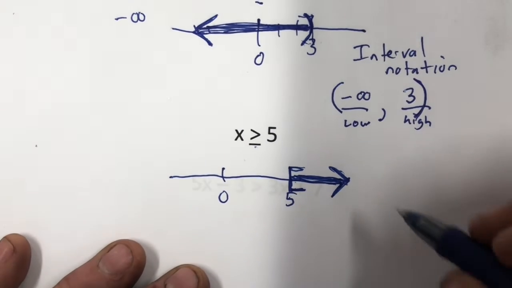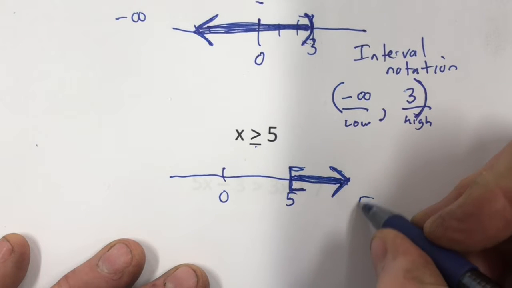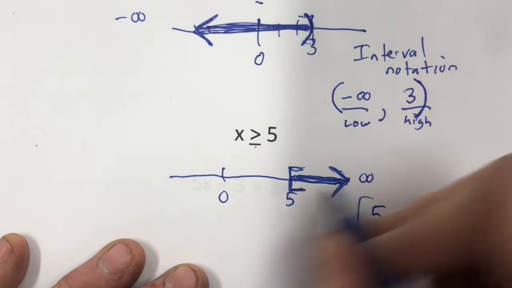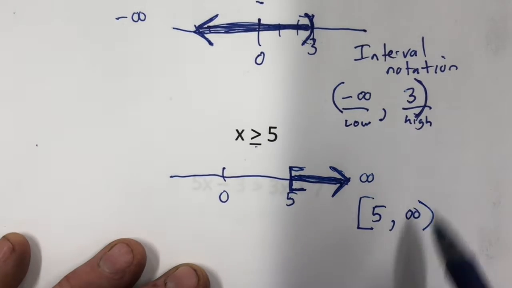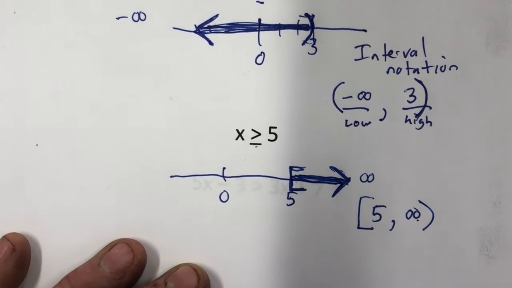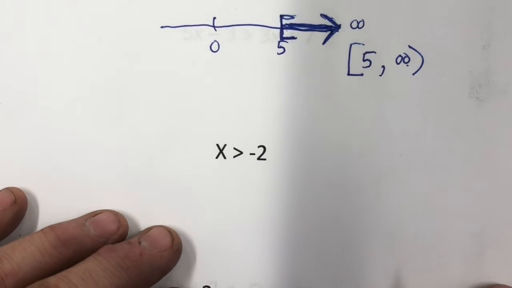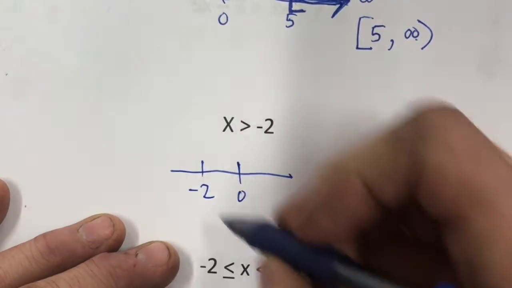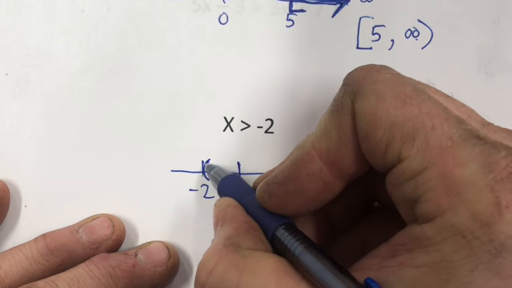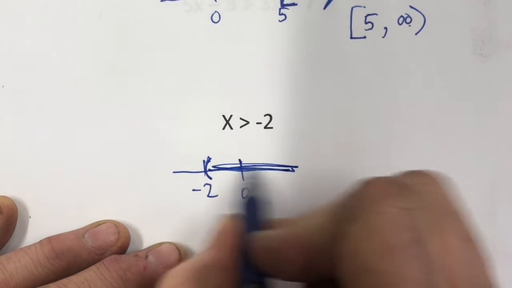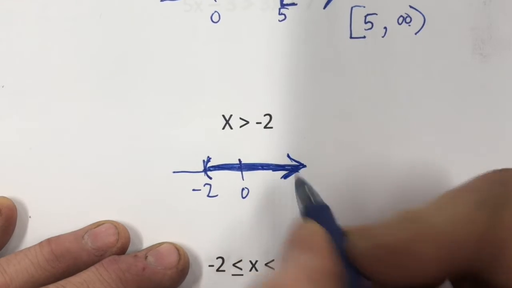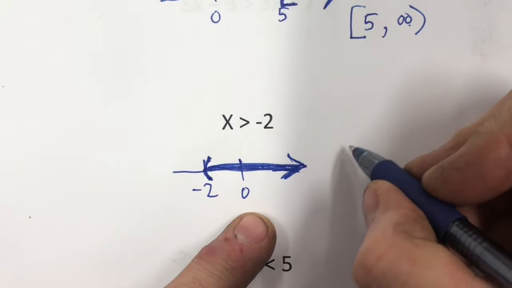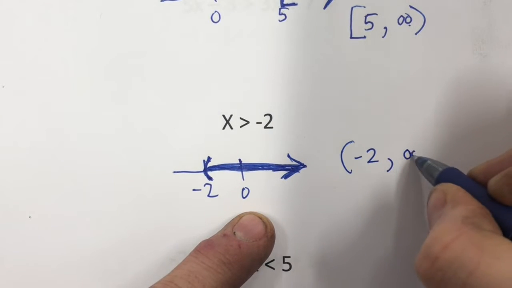Now if I draw an interval for that, I'm going to have a bracket with my 5. I'm going to have infinity, because this thing goes forever, with a parenthesis. Infinity and negative infinity always have parentheses. Okay, here's one here: x is greater than negative 2. Here's my number line, here's 0, here's negative 2. It does not have an equal to line, so we're going to put a parenthesis, and it's greater than, which means it's going this way with the arrow. And so there's what my graph looks like. Now my interval would be this: negative 2 is the low, and infinity is the high.